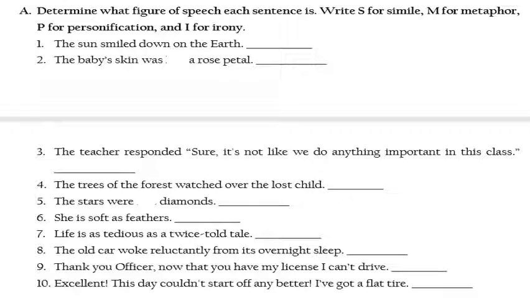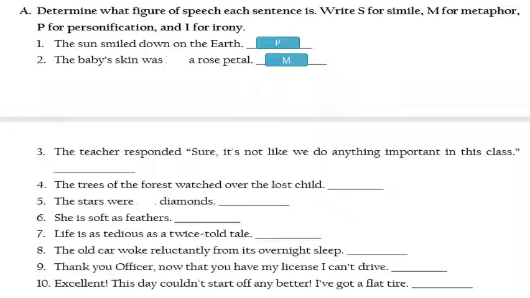Number one, the sun smiled down on the earth. Does the sun smile? For sure, no. People are those who smile. So, this is personification. The baby's skin was a rose petal. So here the writer is comparing the baby's skin to a rose petal, but he didn't use the word like or as. He used the verb to be, was, so it is a metaphor.